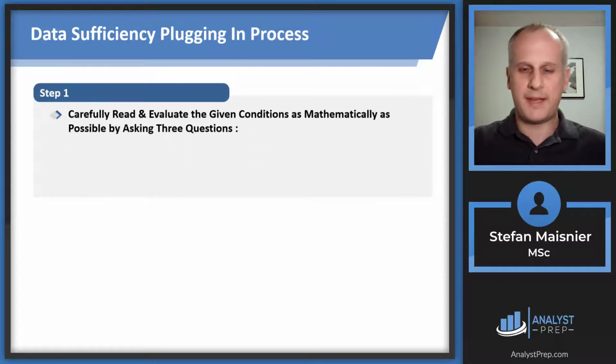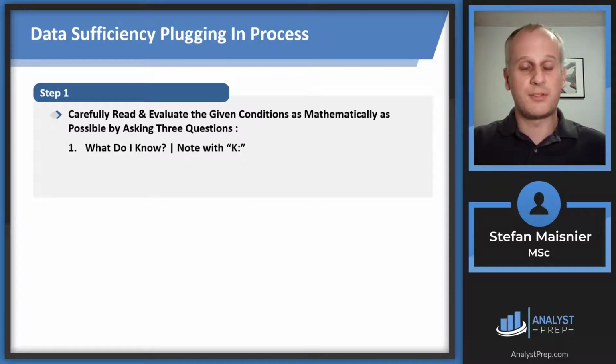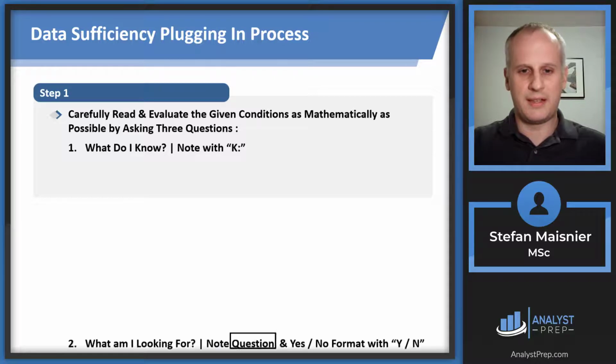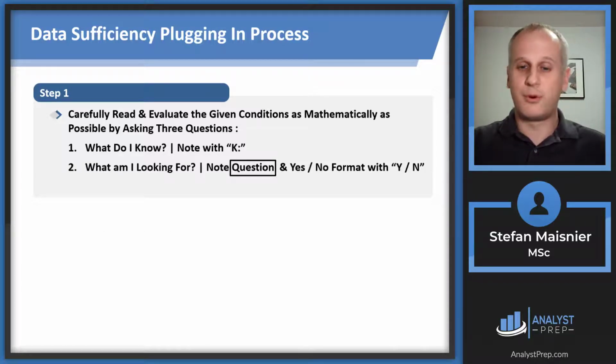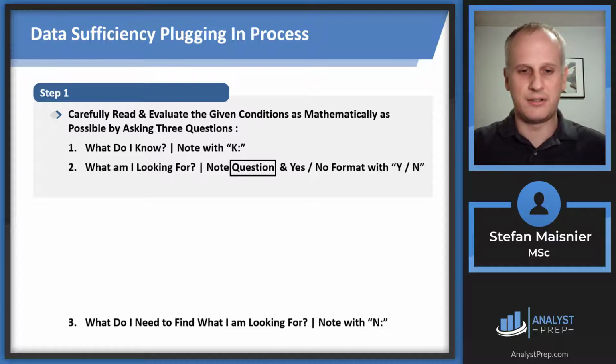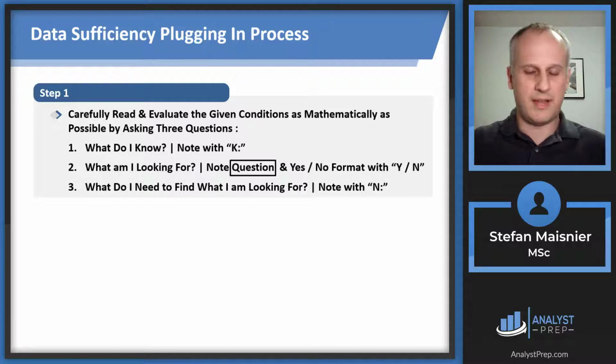So step 1, as always, carefully read and evaluate the given conditions as mathematically as possible by asking 3 questions. First, what do I know? Note it with a K and the colon. Second, what am I looking for? Note it with the question, and if it's a yes-no format, always put Y/N just to indicate that clearly to yourself. And then just ask, of course, what do I need to find what I'm looking for, and you'll note that with an N.